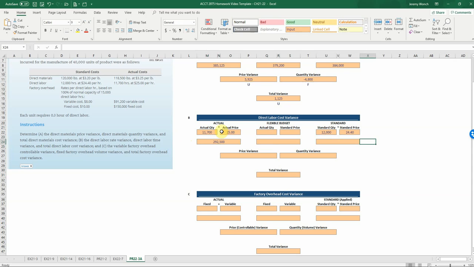Multiply those together there. Multiply our standard together here. Then carry over our quantity for our flexible budget. Then carry over our price for our standard. And that will give us our flexible budget. So now we can calculate our price variance. So actual minus our flex budget, 70/20, and then our quantity variance is our flex budget minus our standard.